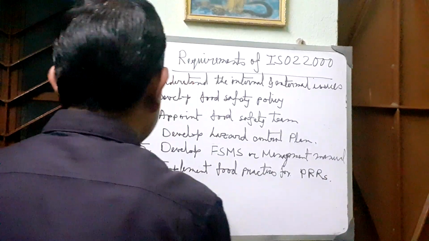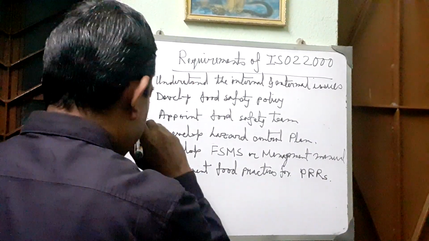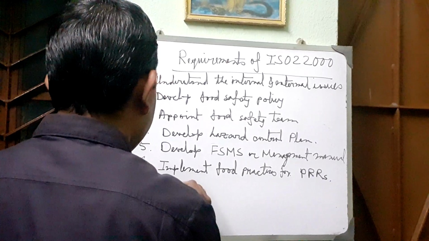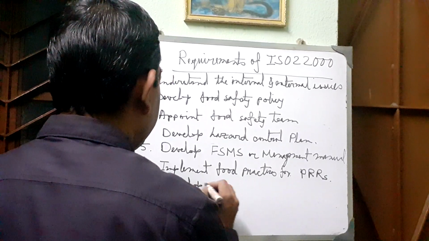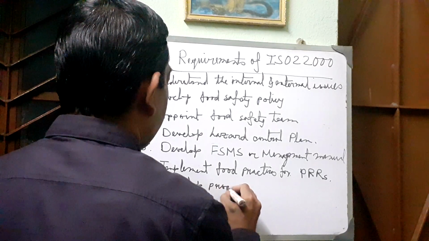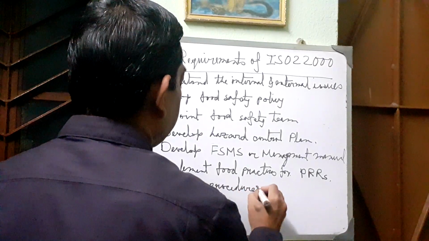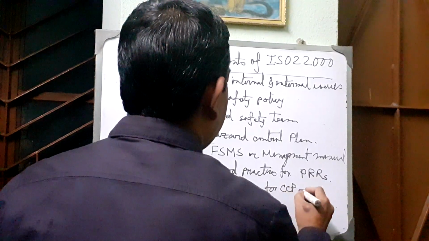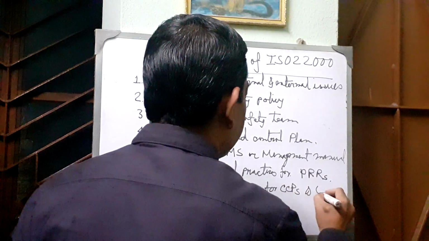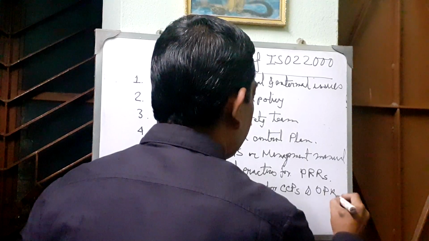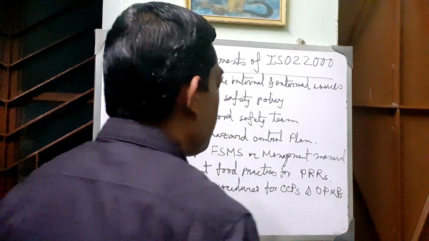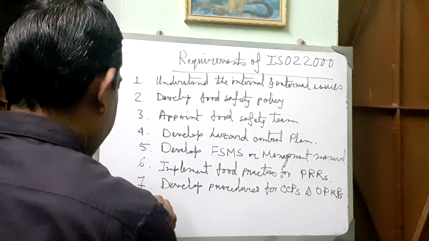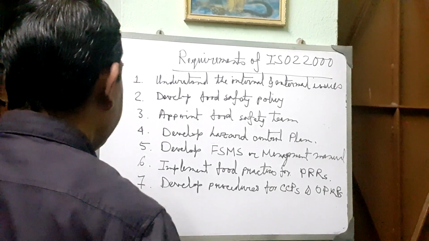The seventh one is to develop procedures for CCPs and OPRPs. OPRPs means operational prerequisite program.